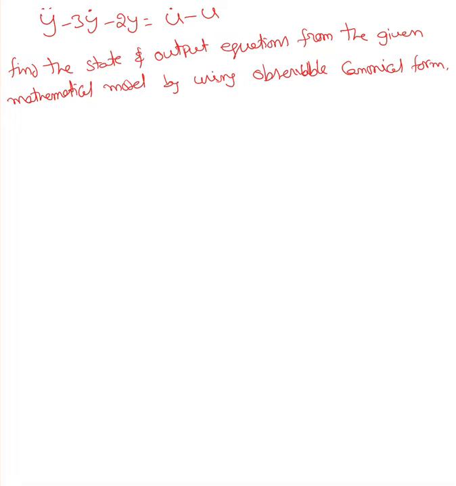Here's the next example: y double dot minus 3y dot minus 2y equal to u dot minus u. Basically, in this mathematical equation, if I write it down, y over u is going to be (s minus 1) over (s squared minus 3s minus 2). That's a transfer function. Similar to the previous example, we're going to write it down.